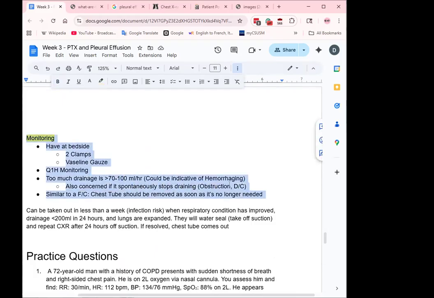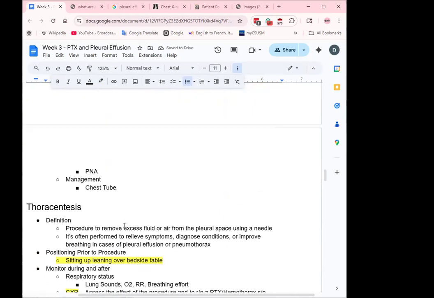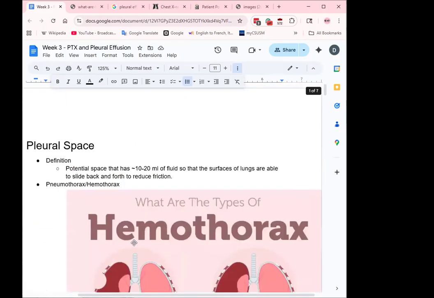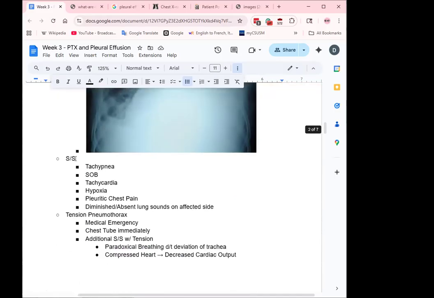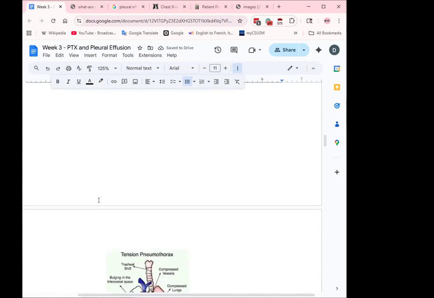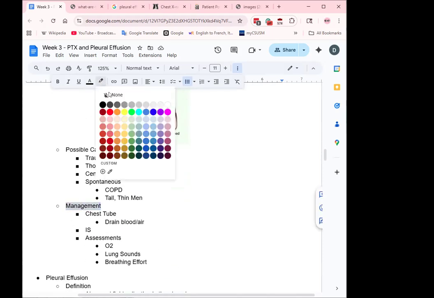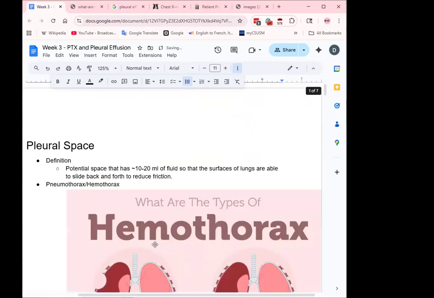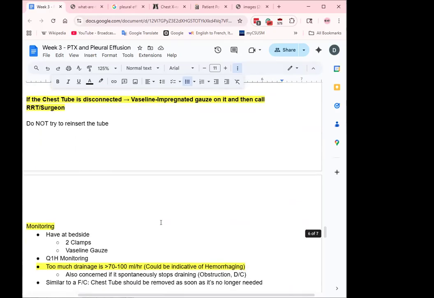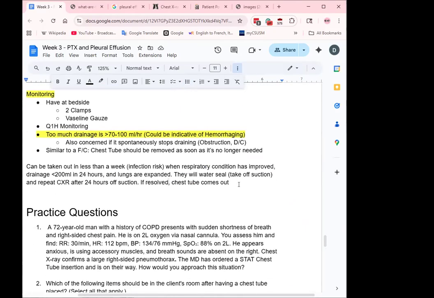And then there's monitoring, so the things to have at bedside, what is too much drainage, etc. here. And then we talked about the thoracentesis. What's important here is highlighted. For the pneumo or hemothorax, focus on your signs and symptoms, what your interventions are, etc. So that should be pretty solid on that. Yeah, that's pretty much it.